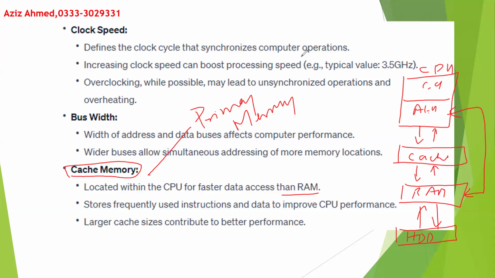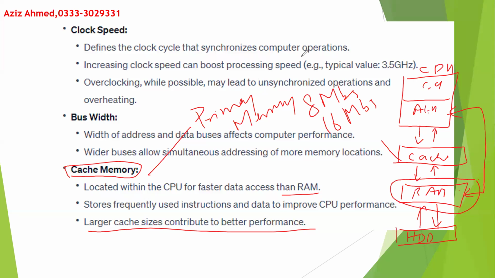Larger cache sizes contribute to better performance. Like cache comes in 8 MB, and if you want to increase cache, you need to change your motherboard or computer. Like you want to have 16 megabytes, but you cannot upgrade it once purchased. RAM can be upgraded. This RAM is possible to upgrade from 8 GB to 16 GB. But you cannot upgrade this one. You have to replace your motherboard or purchase a new computer.